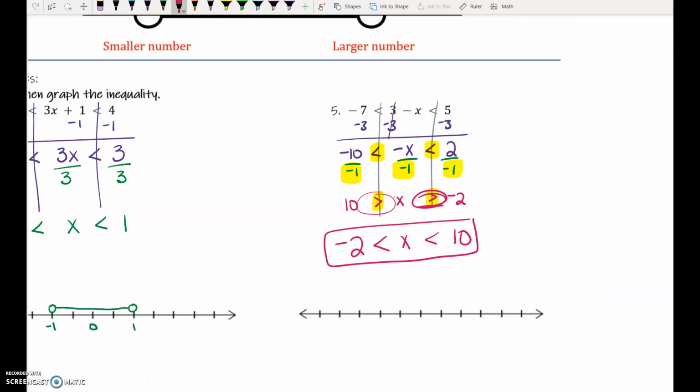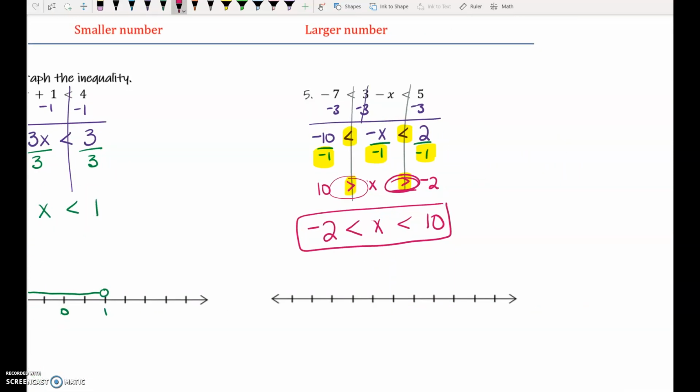And now to graph it, -2, 0, 1, 2, 3, 4, 5, 6, 7, 8. We don't have room. So -2, we'll make this 0, 2, 4, 6, 8. There would be 10. Open circles. Filled in the middle.